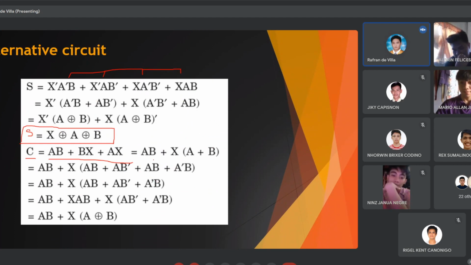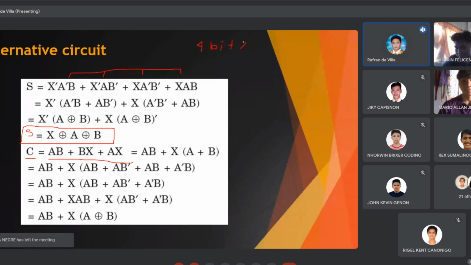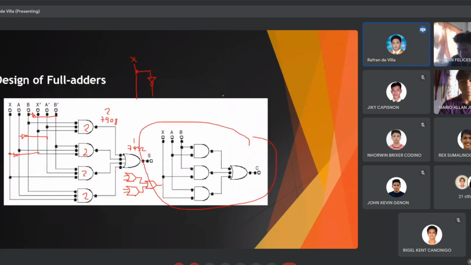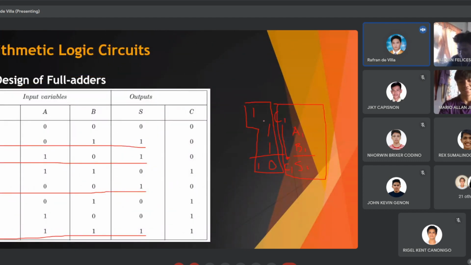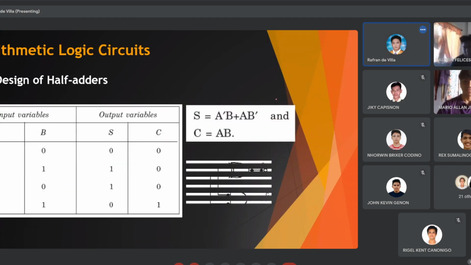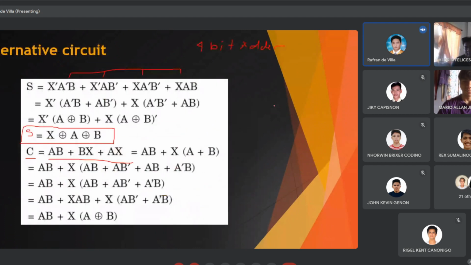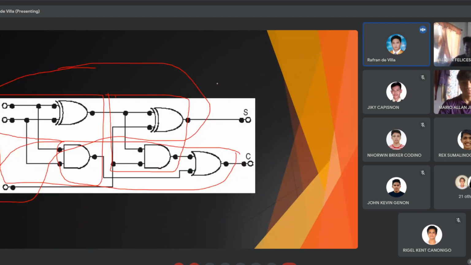So what's so good about having a full adder circuit is that if let's say I will ask you to design a 4-bit adder circuit, base sa atong gi-design na somewhat like this, pwede nato siya ma-cascade. So unsay pasabot sa cascade? So let's say for example, if you have here your full adder circuit.